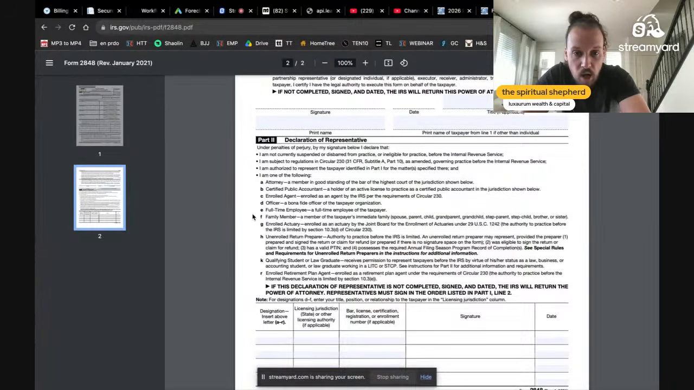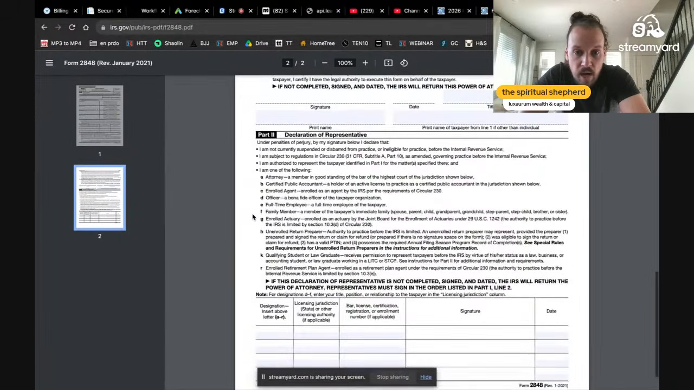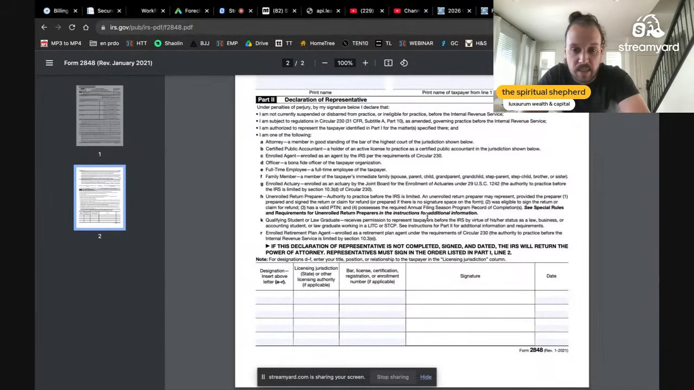Now, you could be an authorized representative. A certified public accountant is a holder of an active public license to practice as a certified public accountant in the jurisdiction shown below. So this is all explaining that it's all within what? A specific jurisdiction. There are laws within this certain bubble. And if you're out of the bubble, and you can even kind of be in the bubble, so there's levels. That's what I'm saying.